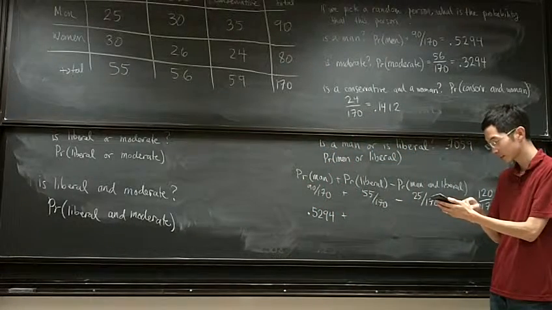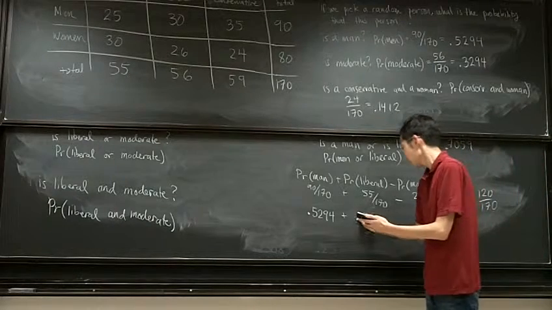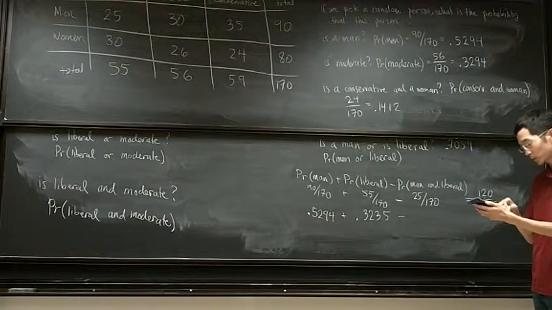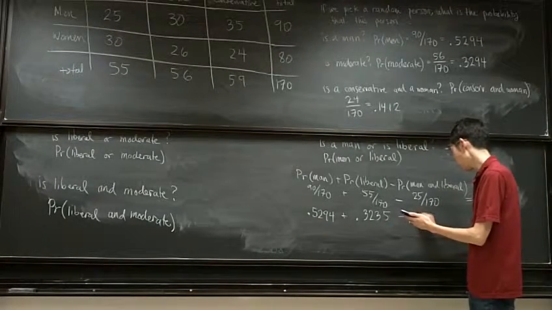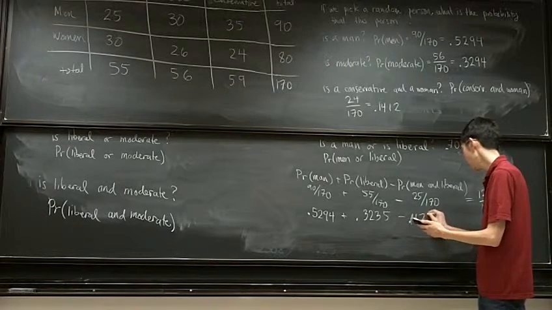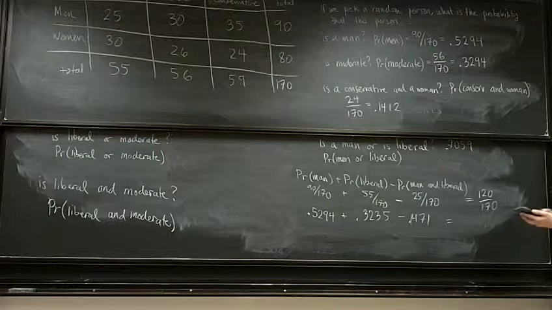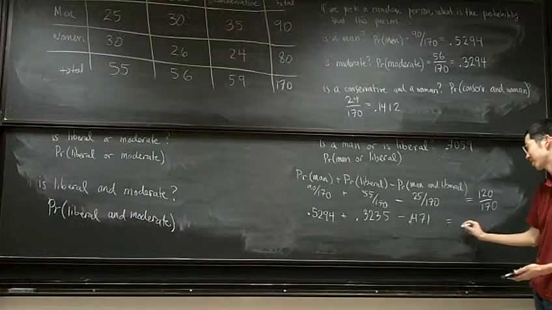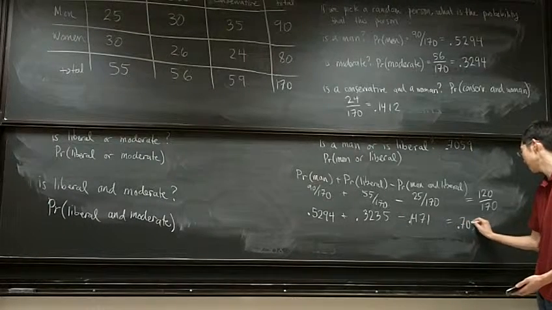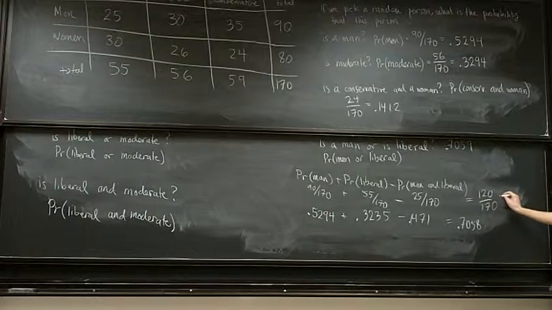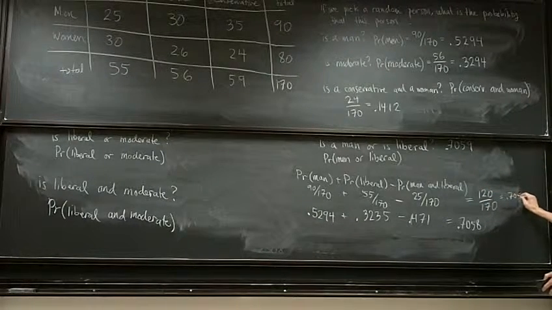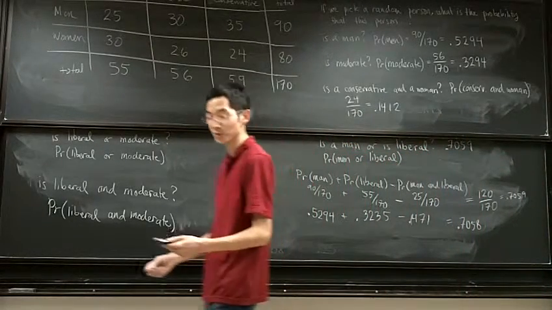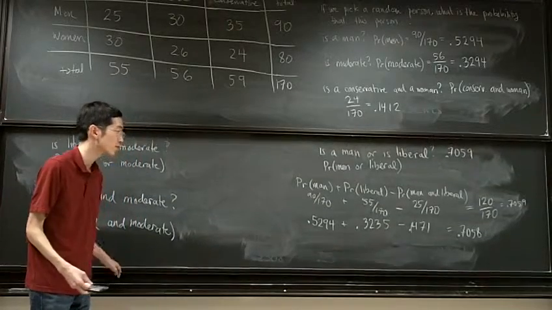And so we're going to go 0.3235 minus 25 over 170. 0.1471. Alright, and I get 0.7059. Or in this case, 0.7058. Okay, this is slightly different. If you do 120 over 170, you get 0.7059. So we are off by 1/10,000th of a place because of some rounding issues. But that's okay. That's okay.